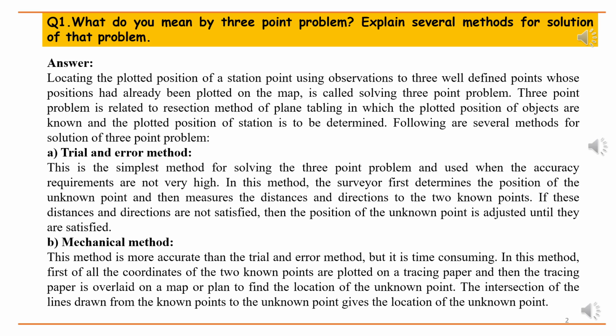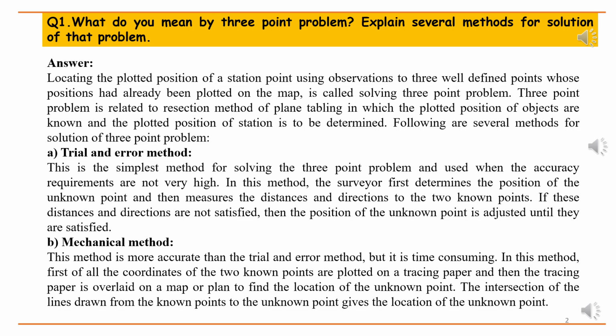In this method, the surveyor first determines the position of the unknown point and then measures the distances and directions to the two known points. If these distances and directions are not satisfied, then the position of the unknown point is adjusted until they are satisfied. B. Mechanical method. This method is more accurate than the trial and error method, but it is time-consuming.